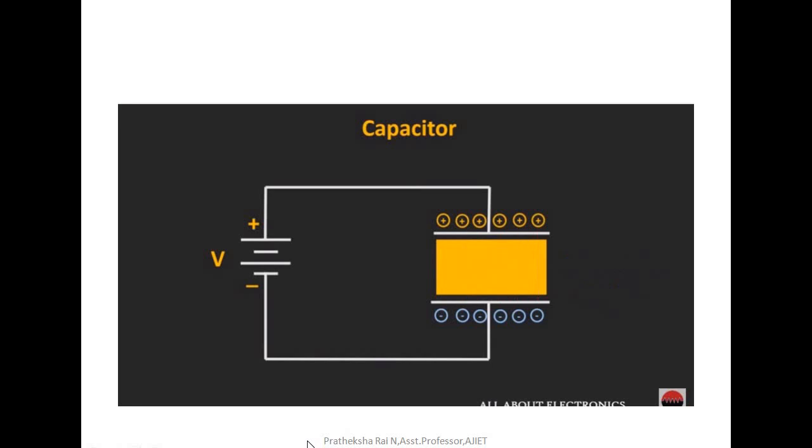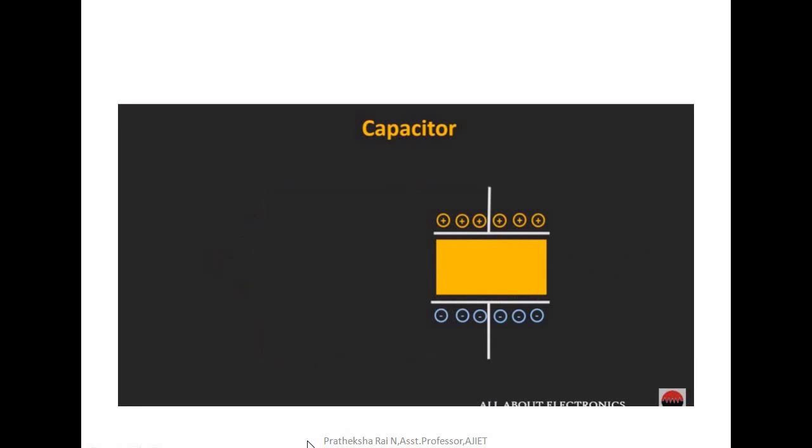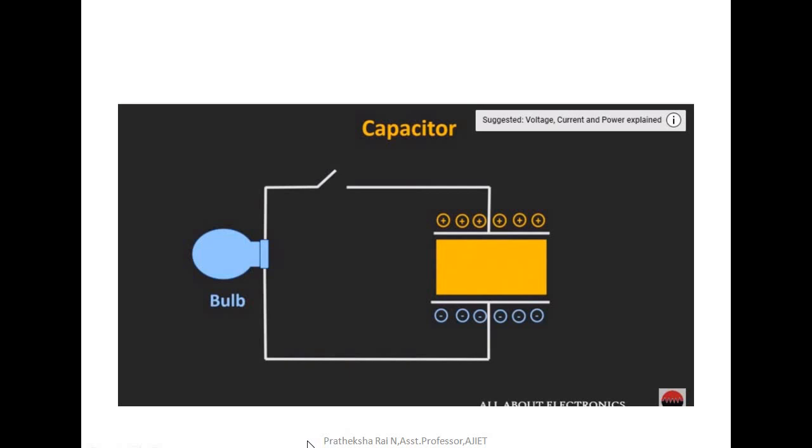Now even if we remove this voltage source, the charges that are developed across the two plates will remain as they are. So unless we apply a conductive path to this capacitor, the charges that are developed across the two plates will remain as they are. So as you can see over here, the conductive path is connected between the two terminals of this capacitor, and the load in the form of a bulb is connected to this conductive path.